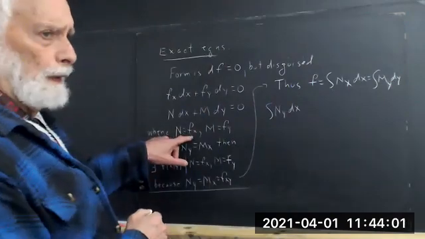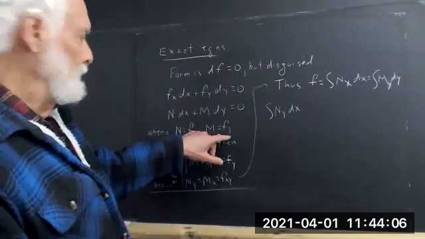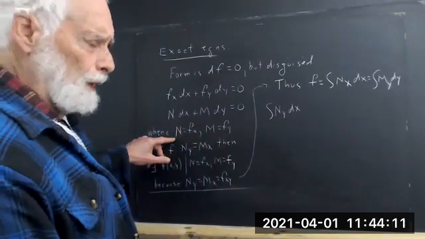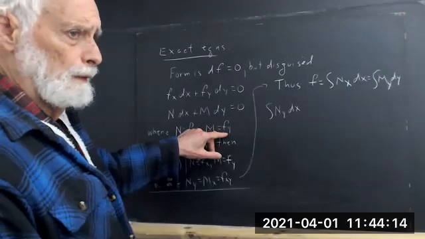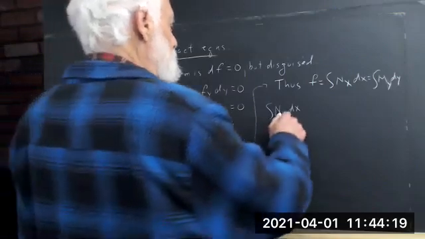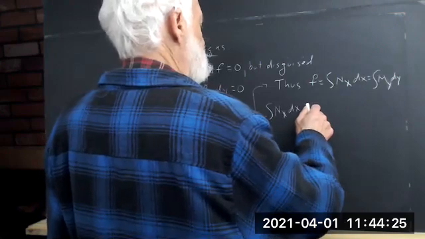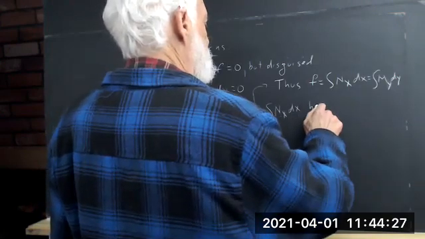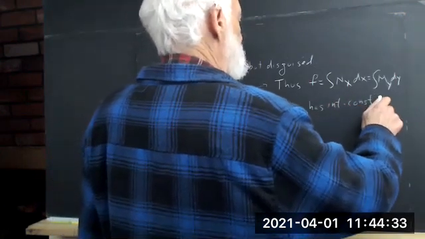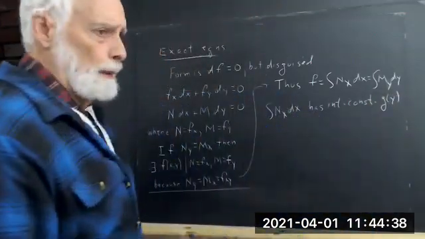Because if n equals fx, then f is going to be the integral of n with respect to x, and m is going to be the integral of m with respect to y. Okay, so we got the integral of nx dx, plus an integration constant. I'll call it g of y.